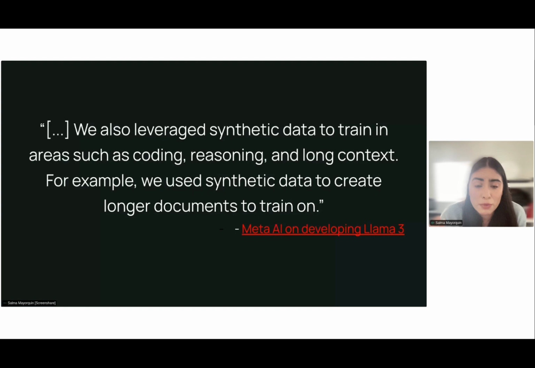A key part of that was, one, using Llama 2 to retrieve better samples for training this new variant. And then it was also using synthetic data to train, so they could round out different kinds of skills like coding, reasoning, and long context. Another particularly interesting clue here is that they also used synthetic data to create longer documents. Keep that in mind, because that's going to be important in a topic later in this talk.